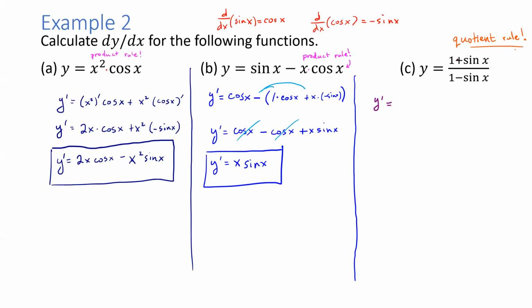And I'm just going to write out the quotient rule. So we remember it's the derivative of 1 plus sine x times 1 minus sine x without taking a derivative, minus, and then we'll take the derivative of 1 minus sine x in the denominator, times 1 plus sine x without taking a derivative, and all over the denominator squared, so 1 minus sine x squared goes in the bottom.